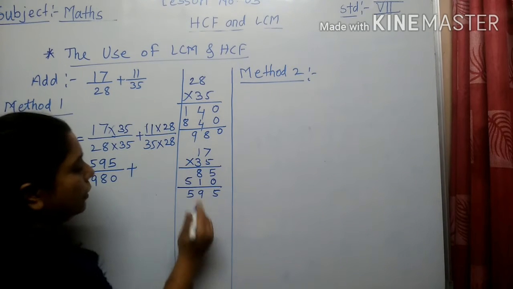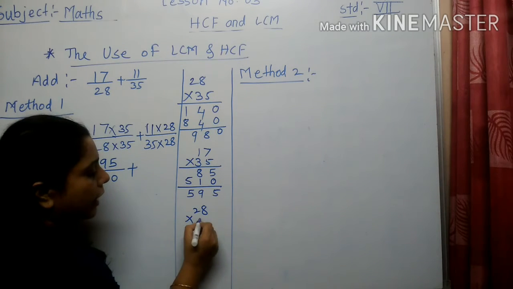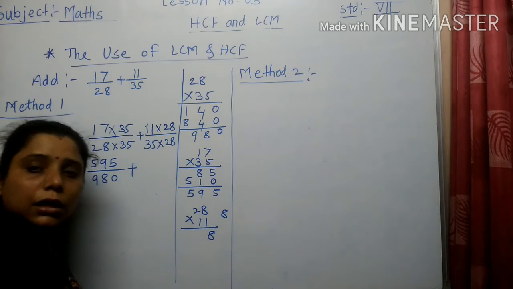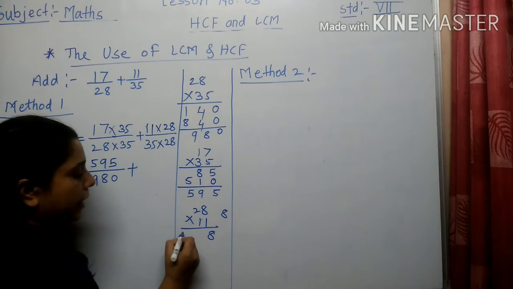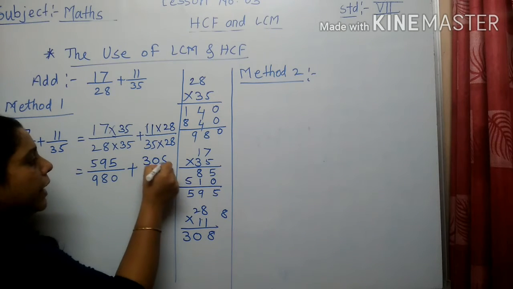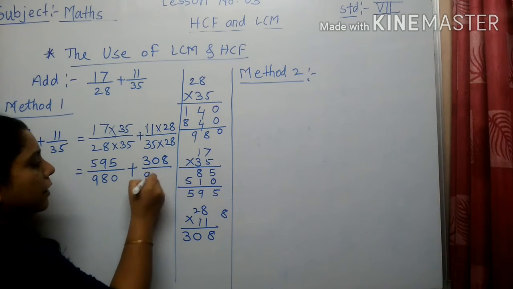Now take the product of 28 and 11. 11 8s are 88, 8. 11 2s are 22. 22 plus 8, 30. 308. Again this multiplication will be 980.